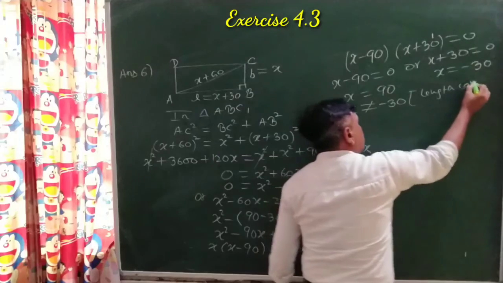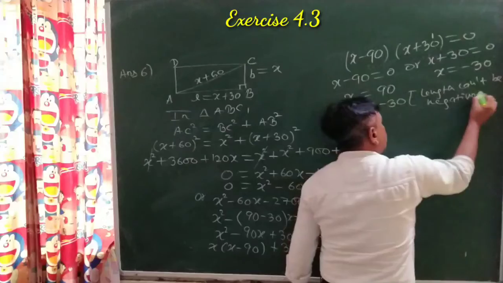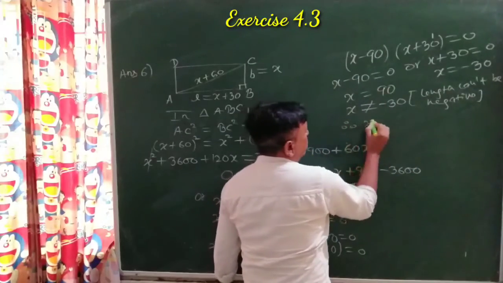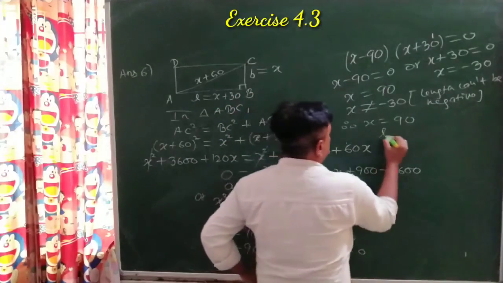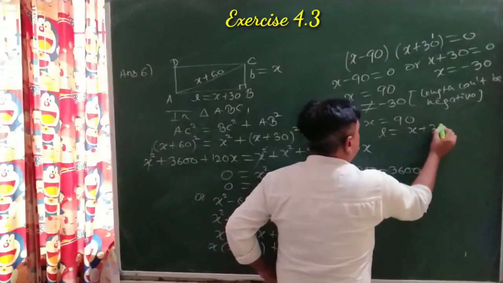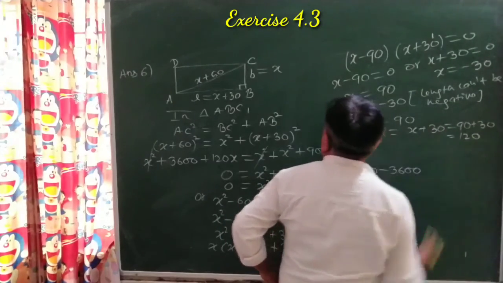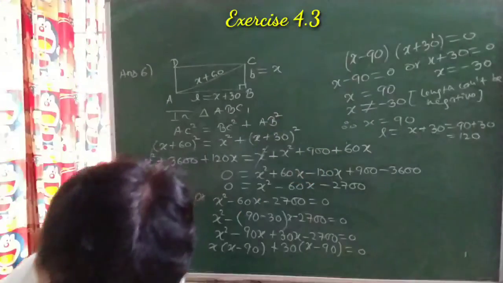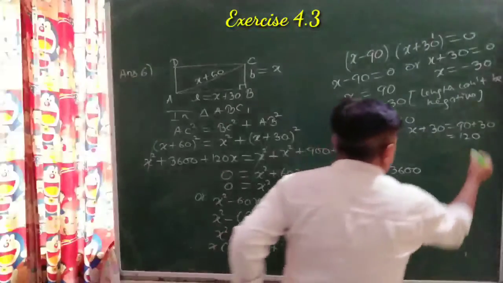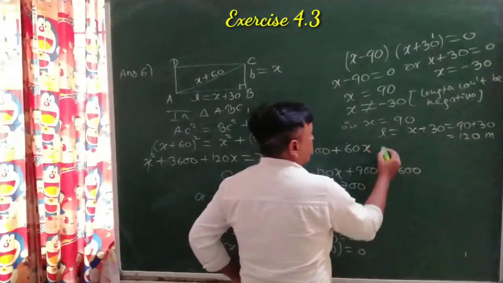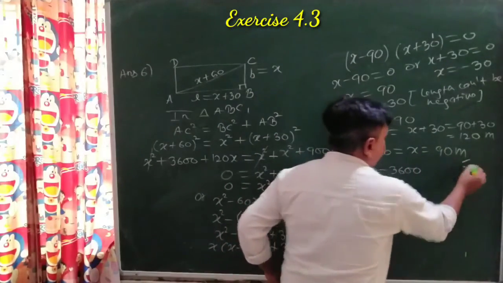Length can't be negative. Therefore, the value of x will be 90. So now we will have everything. We need length. Length is x plus 30, means 90 plus 30, it will become 120 meters. Just check from the question, the answer is coming in meters. It is 120 meters. This is the length. And what is breadth? Breadth is x, which means 90 meters.